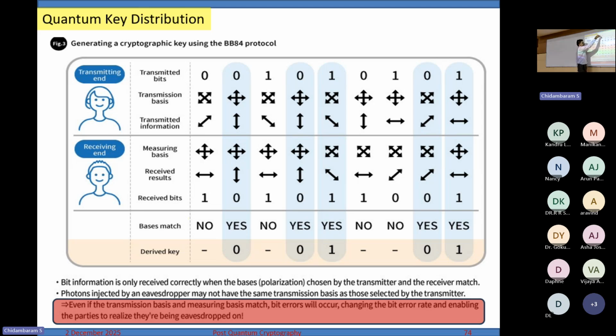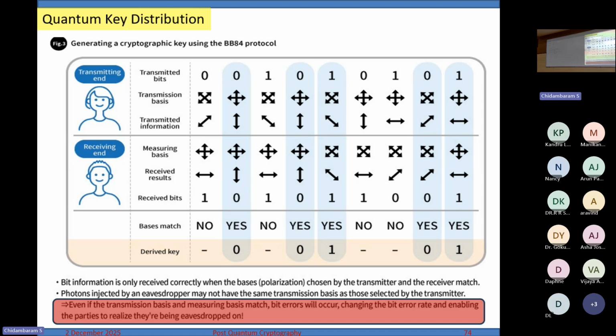Like this, next I have sent 0. I have used rectilinear basis, and polarization angle is this. You also use the rectilinear basis, and obviously the polarization angle is same, and hence the received bit would be 0. Like this, you will get a string of bits. Now the string of bits are exchanged. Then what happens? We will talk in the classical channel.